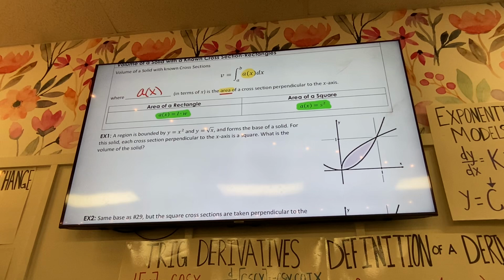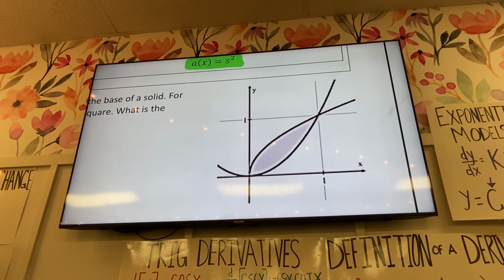I do have some visuals because these are hard to see at first, and I have a model that I'll pass around in a second, but I want to read the question first. A region is bounded by y equals x squared and the square root of x. Looking at my graph, this one is x squared, and the other one is the square root of x.